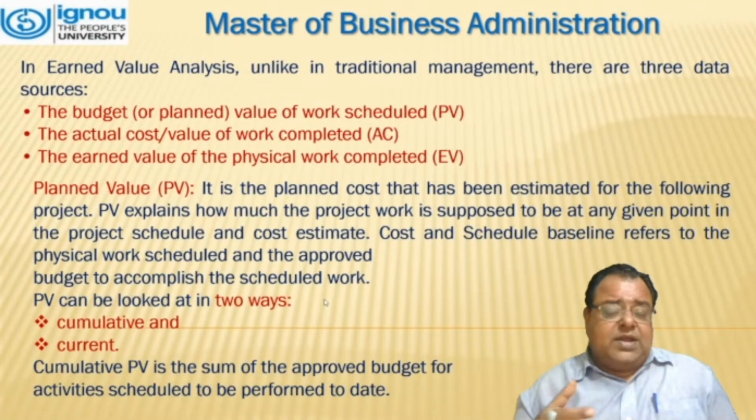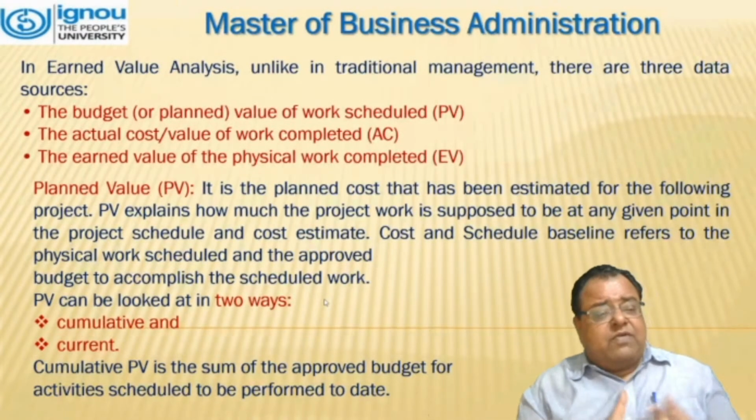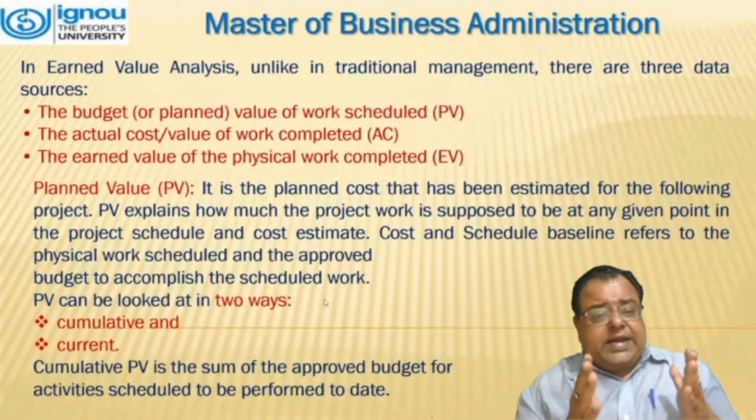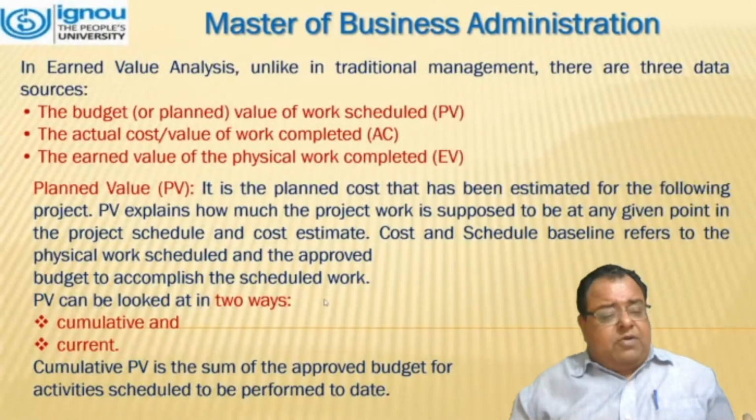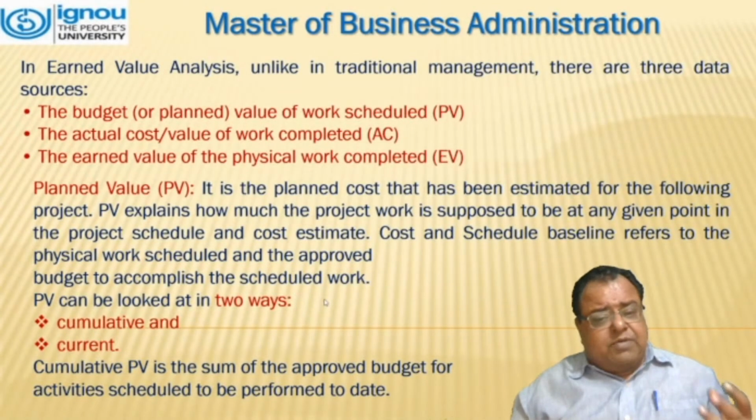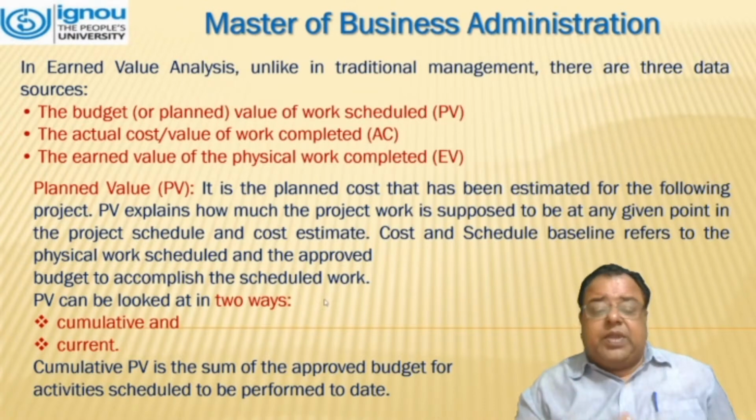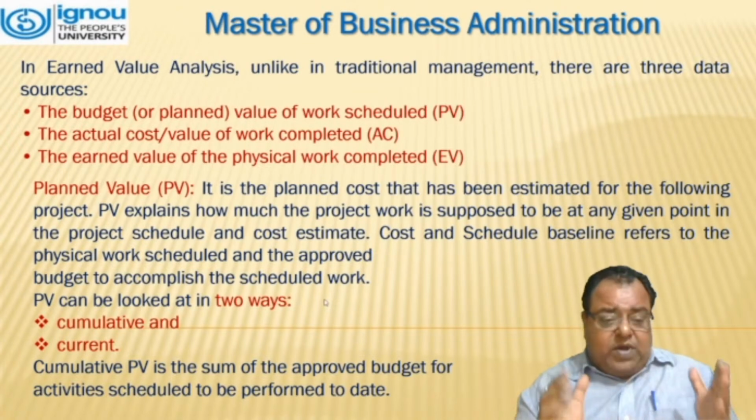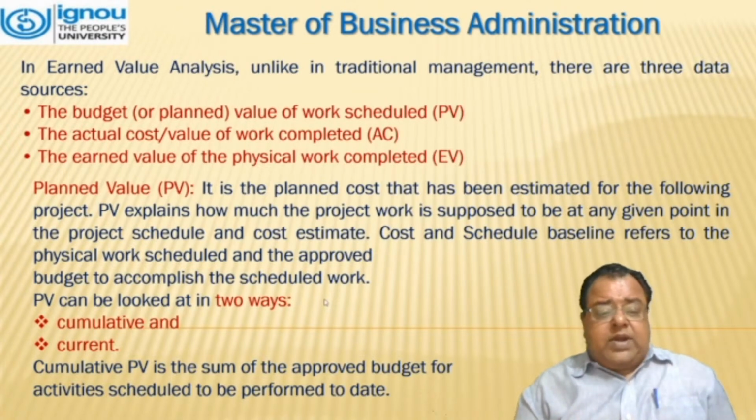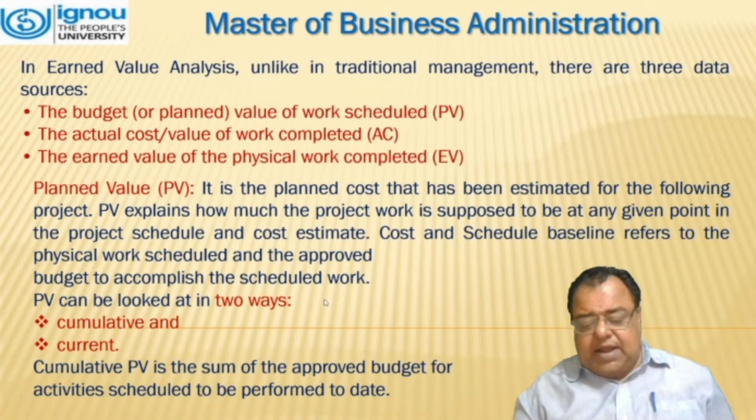We will be using these three terms later. First of all, what is planned value? It is the planned cost that has been estimated for the project. PV explains how much the project is supposed to have cost at any given point in the project schedule and cost estimate. Cost and schedule baseline refers to the physical work schedule and the approved budget to accomplish the scheduled work. PV can be looked at in two ways, that is cumulative and current.